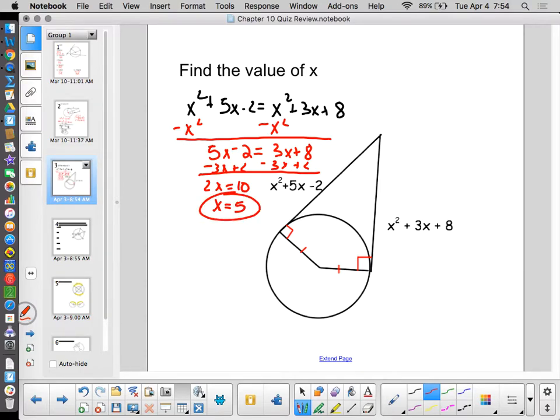And we're all set. Now, again, since it's algebra primarily, I could check my answer by plugging 5 back in and say, this is 25 plus 25 is 50 minus 2, that's 48. This is 25 plus 15, which is 40, plus 8 is 48. Yep, it works. Okay? So you can substitute it back in and actually check your answer quite easily. Nice whole numbers. All right.